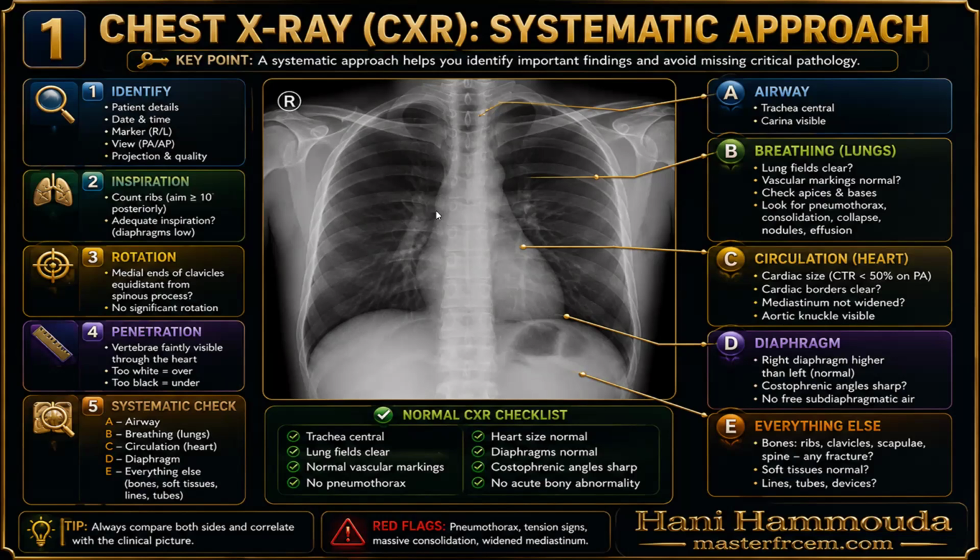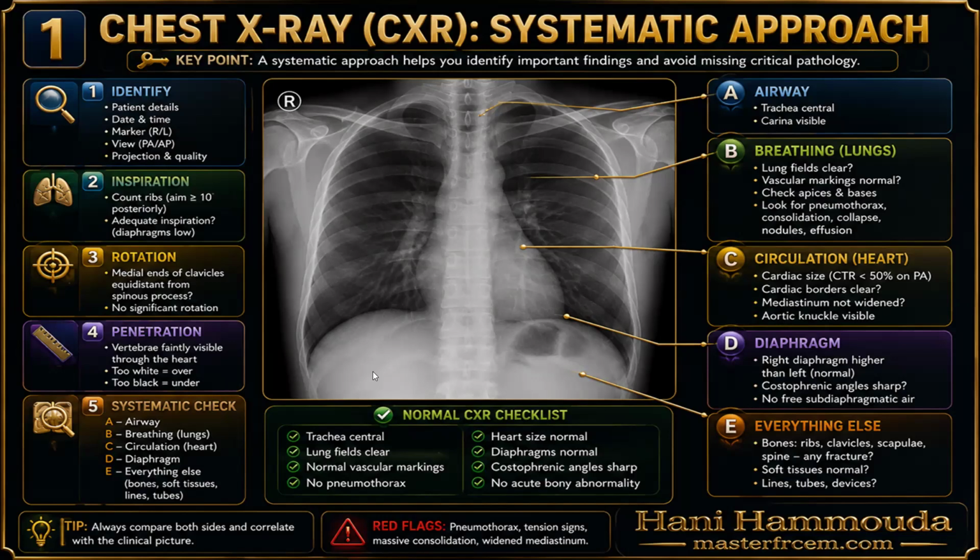So here, clear or not? Clear. The cardiac borders: up, middle, down, here the base, here the apex, mediastinum, the left and right borders. So cardiac borders clear, right? Mediastinum not widened. So the mediastinum here is normal. Aortic knuckle visible. Okay. Can you see?